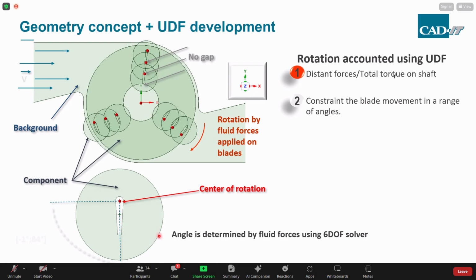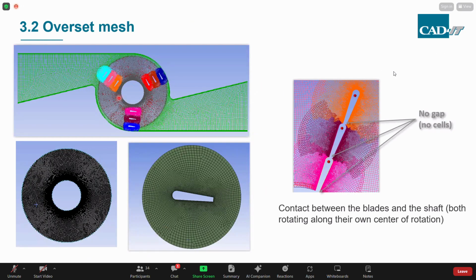And as you can see, the model is quite complicated if we are going to mesh it as a single model. So in this case, we are using a technique called the overset mesh, meaning that all the components will be meshed separately, and then imported all together, and there will be some type of program function that will blend this mesh all together.